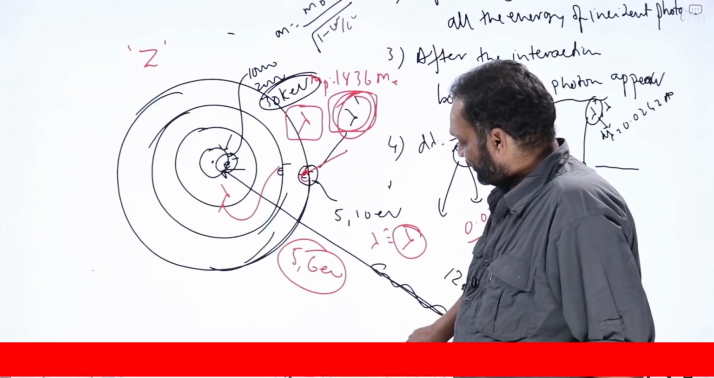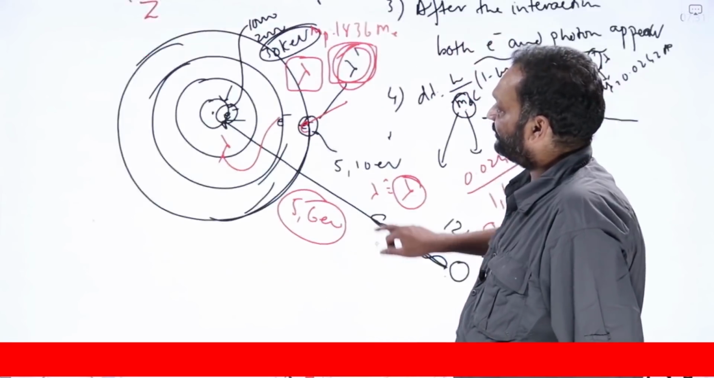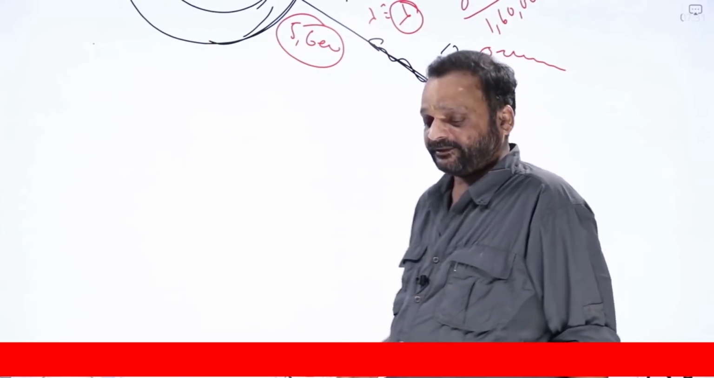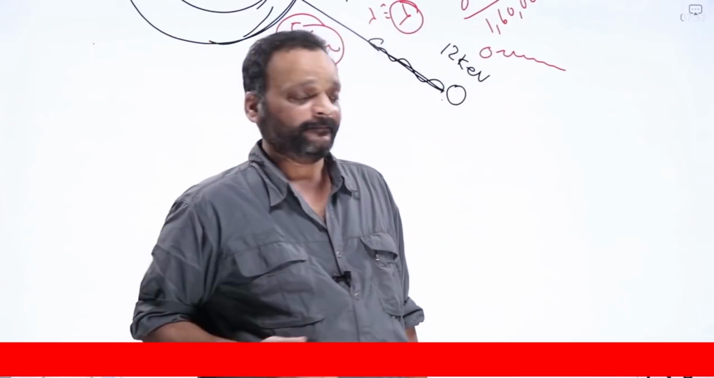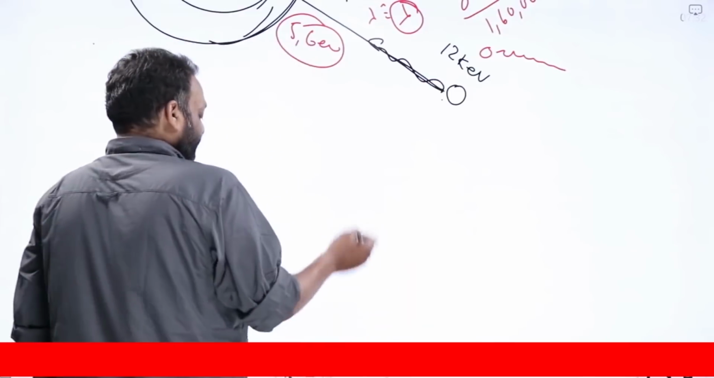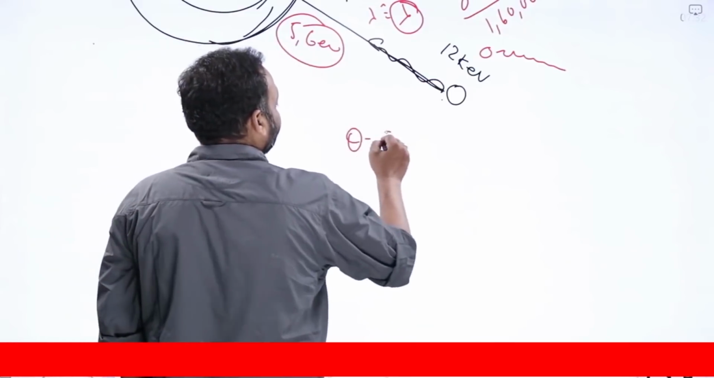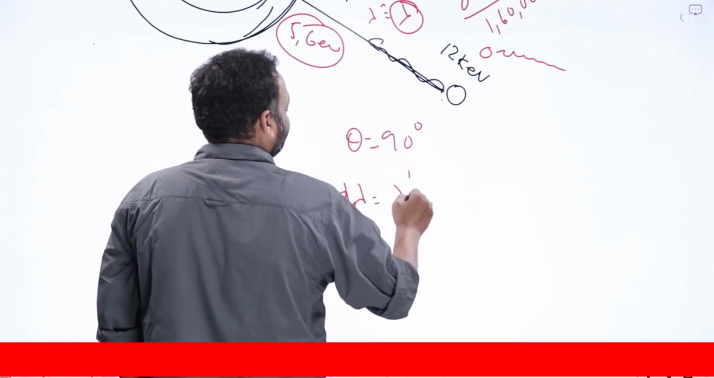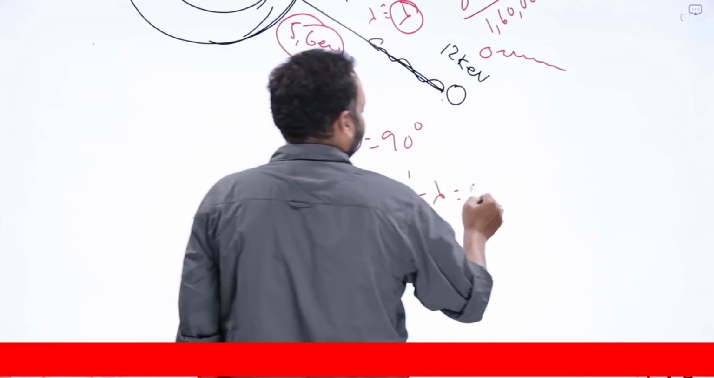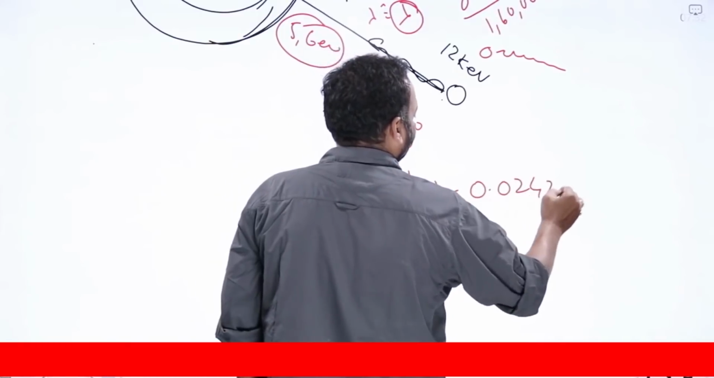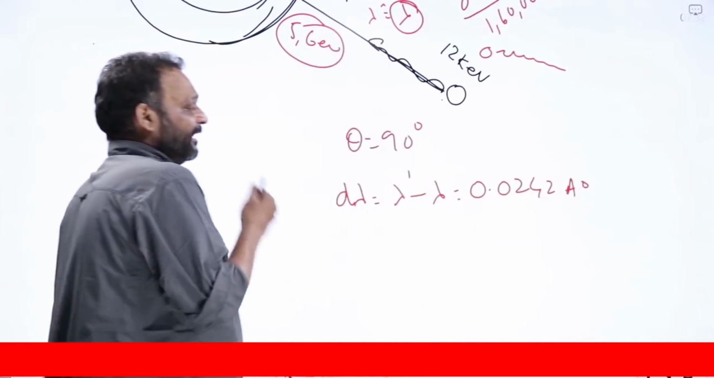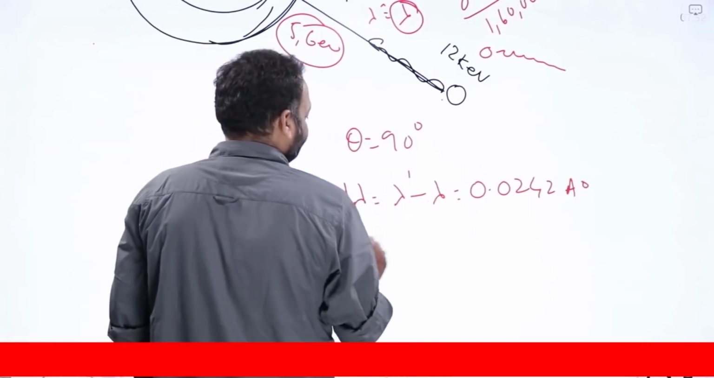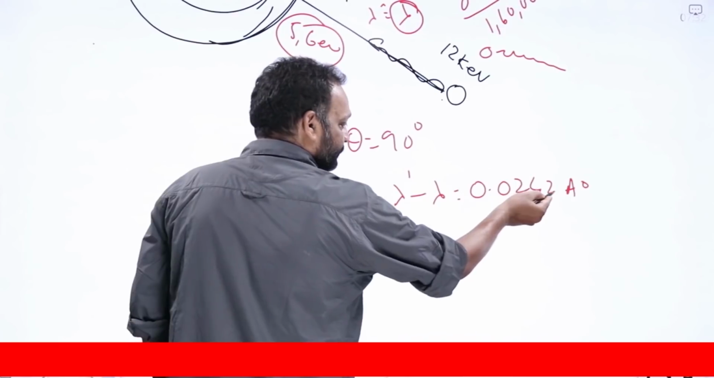Next one, why should we do this experiment with X-rays only? Why can't I do it with visible light just like I did in photoelectric effect? Now at theta equal to 90 degrees, what is d lambda? D lambda is lambda dash minus lambda, how much did we get? 0.0242 angstroms. Say I'm using 1 angstrom wavelength X-rays. So lambda equal to 1 angstrom, d lambda is 0.0242.